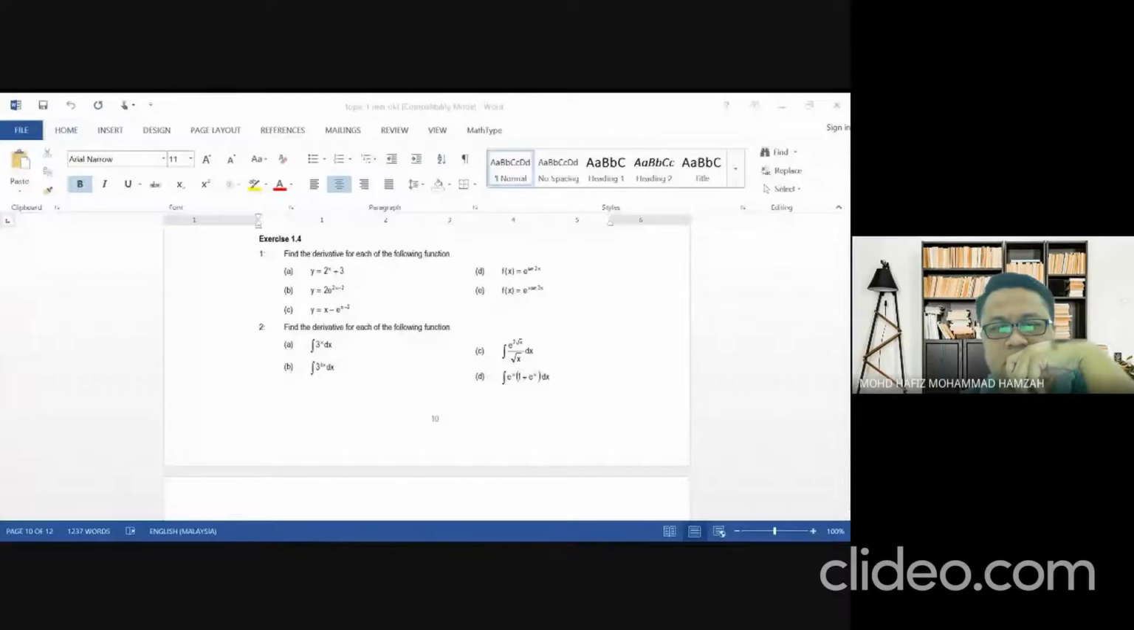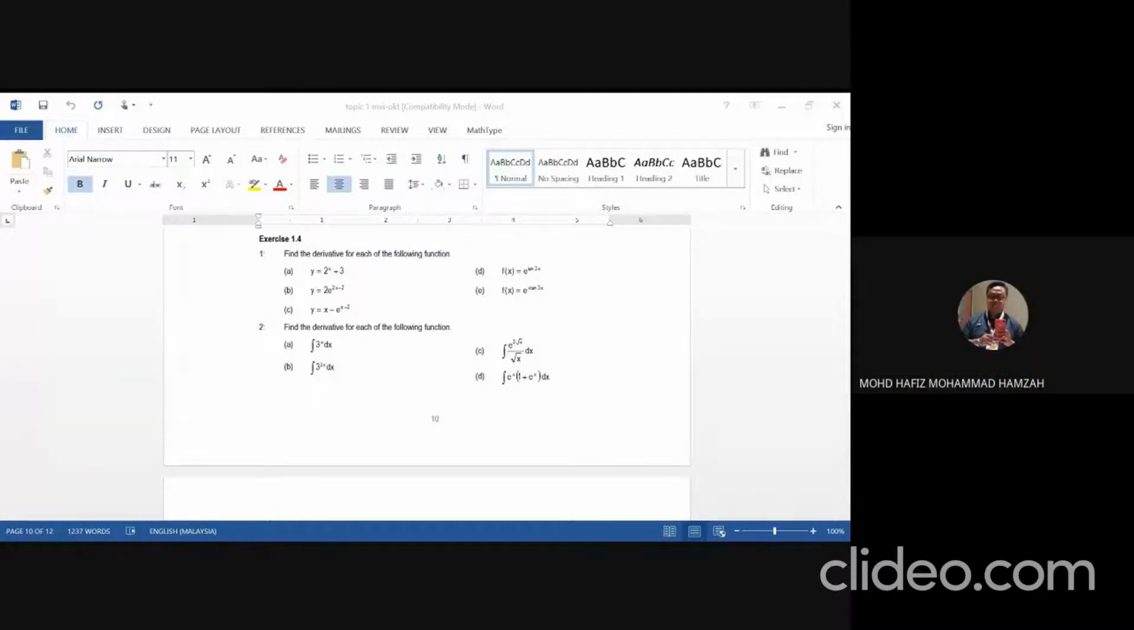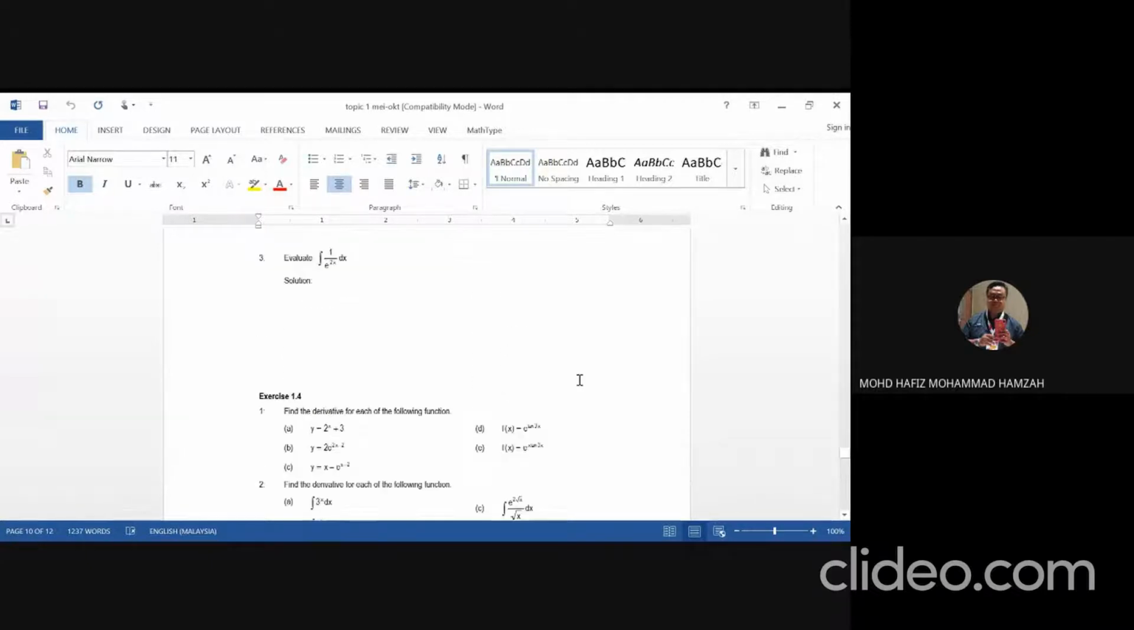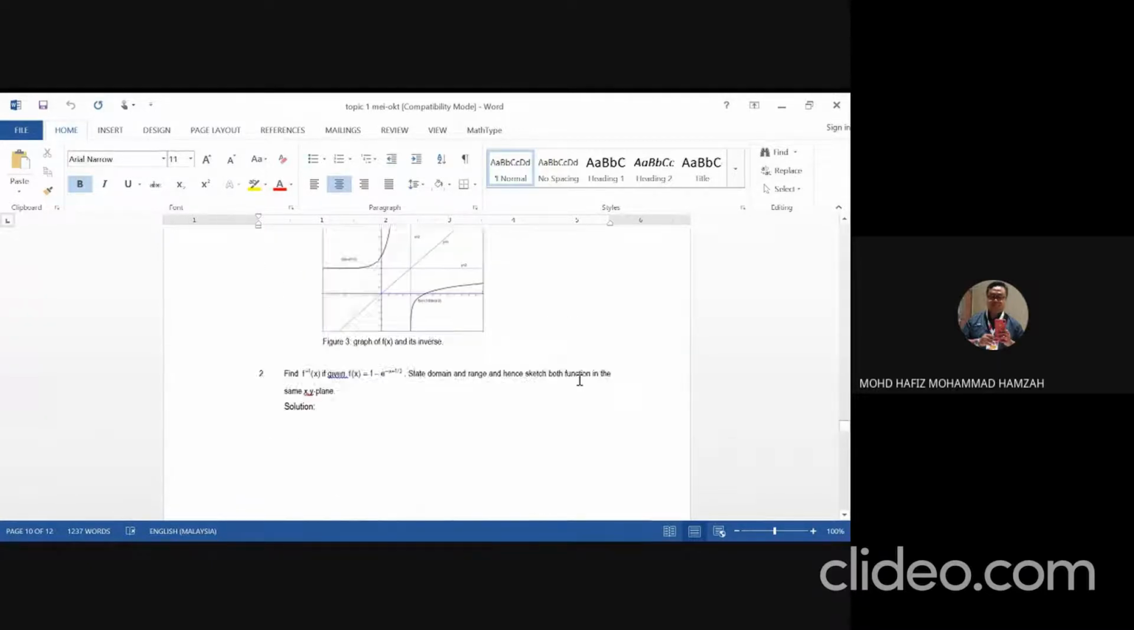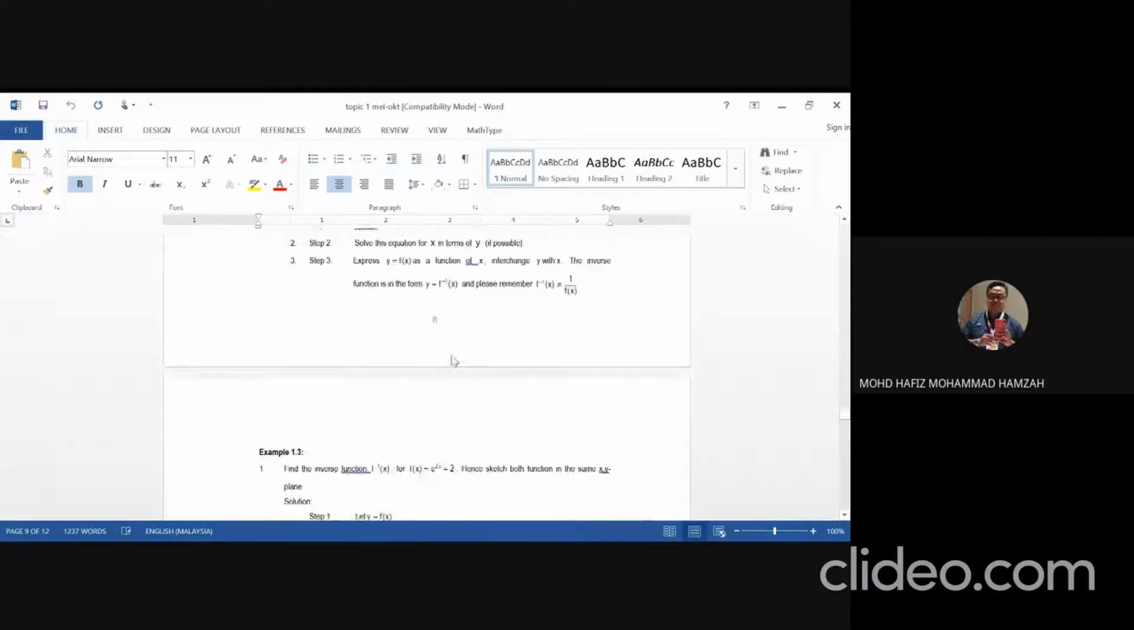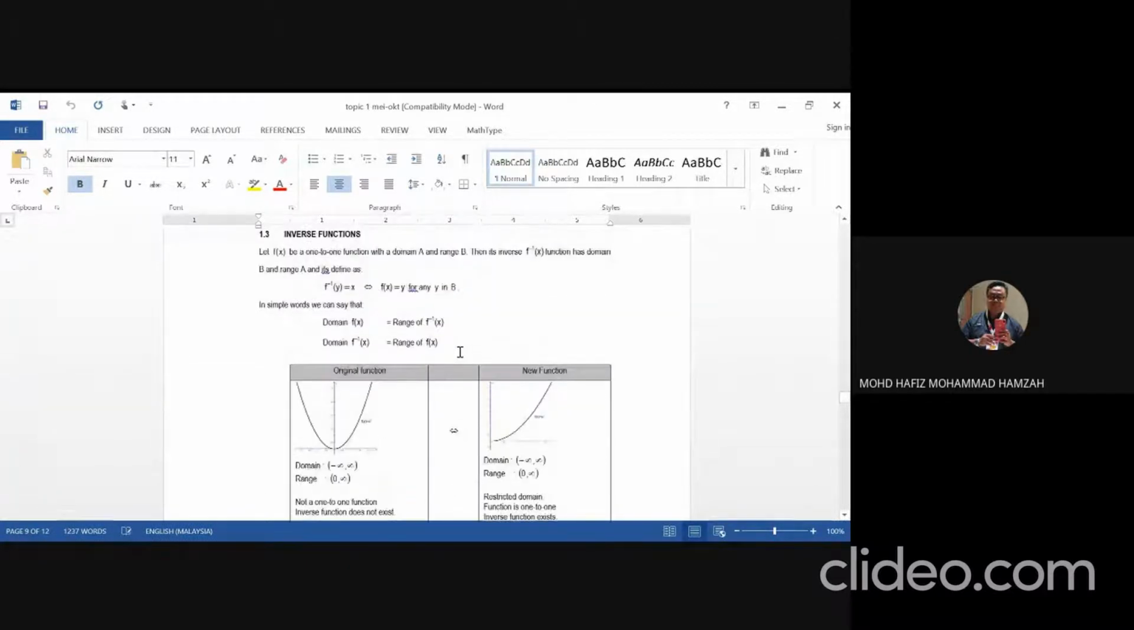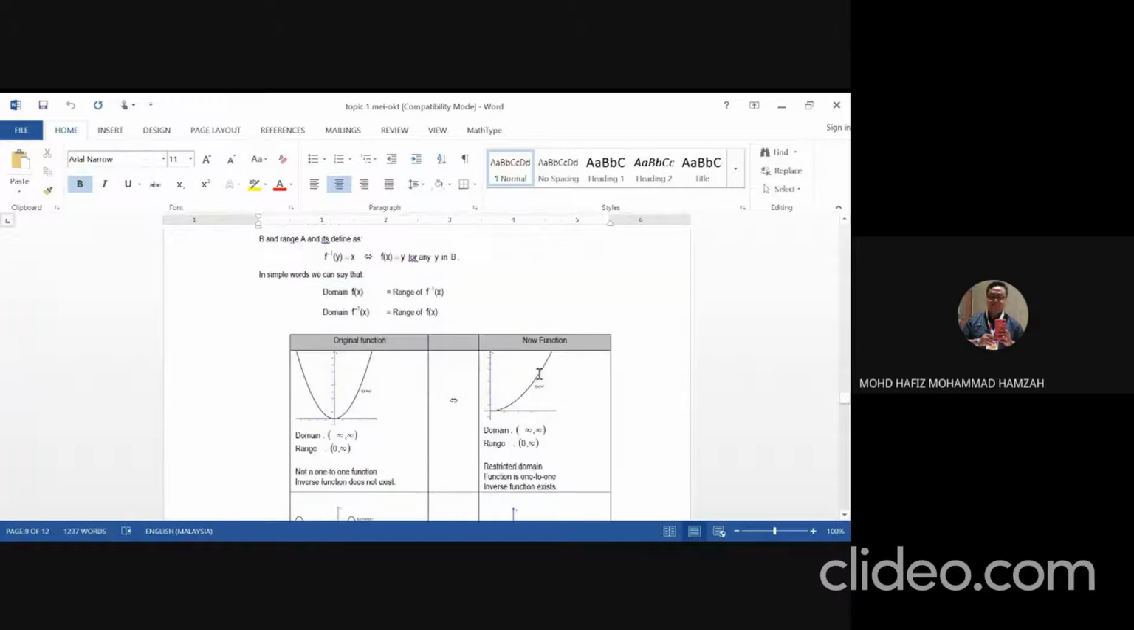Okay, kejap mana ni? Right. Okay, so this is our last part. Yang ni kan, sketch the graph ni, inverse function. Yang ni dia sketch the graph tapi kita tak masuk lagi.